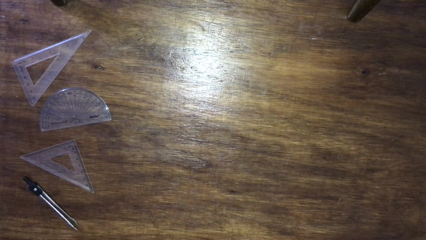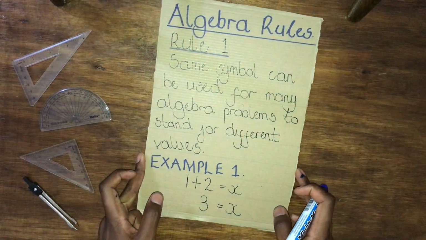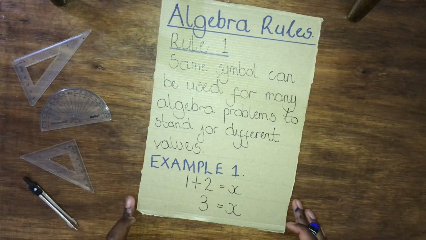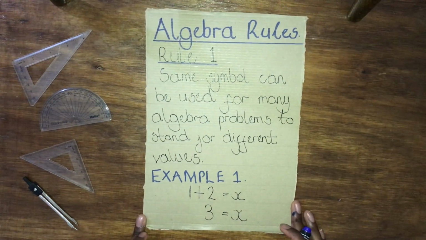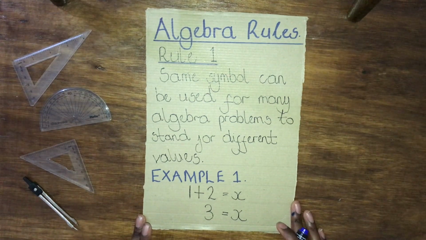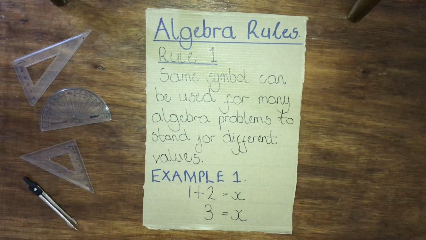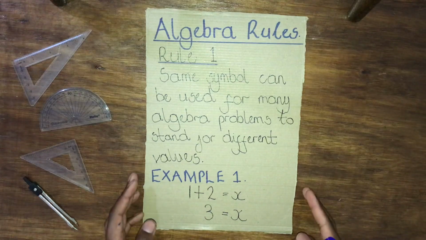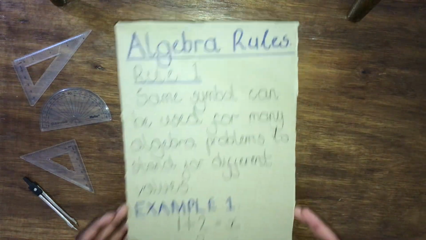Now, as the rule of thumb with maths, there are some rules we have to follow. Algebra rules. Rule 1. The same symbol can be used for many algebra problems to stand for different values. Example 1. 1 plus 2 is equal to x. Therefore, 3 is equal to x. Very straightforward.